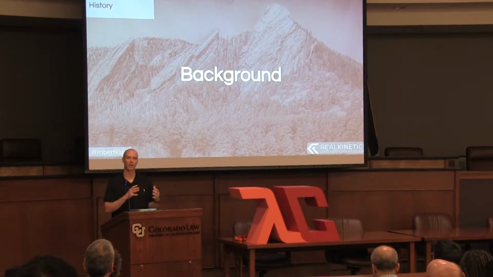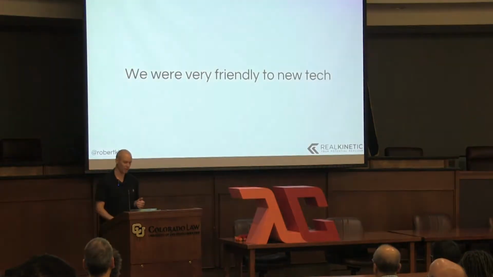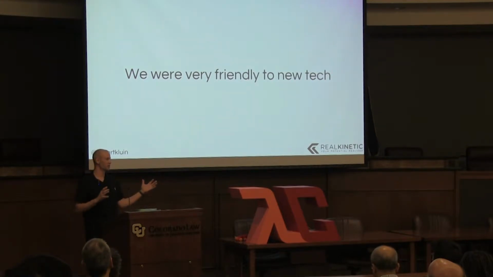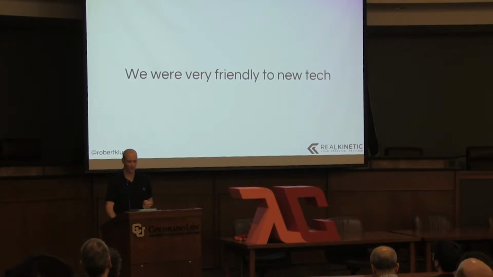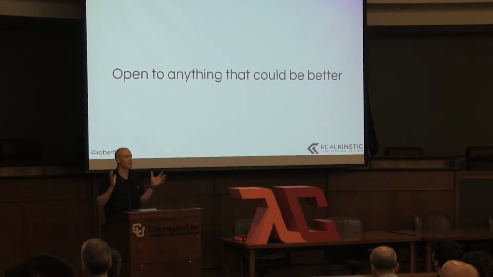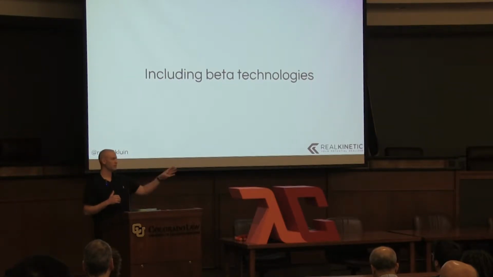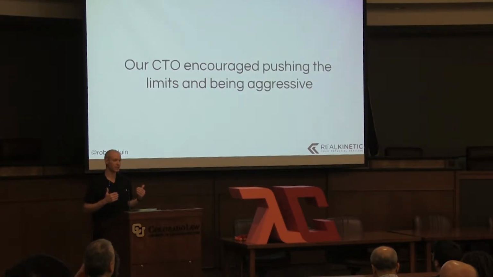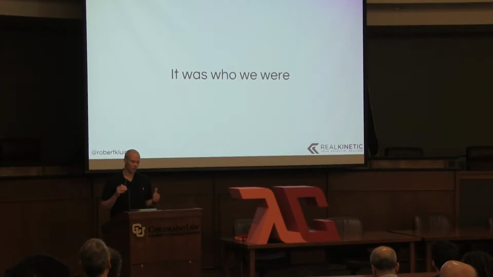I want to start with some background, just to kind of context set for everybody. The company where all this transpired was extremely friendly to new technologies. The CTO believed anything that could possibly make something better, we should try to introduce. Even beta technologies. The company was founded and built on a very beta stack, and that was just ingrained into the culture. Basically, he believed the worst thing you could do was not be aggressive, which kind of makes a big difference in a company's culture. So that kind of set the essence of who we were as a company.